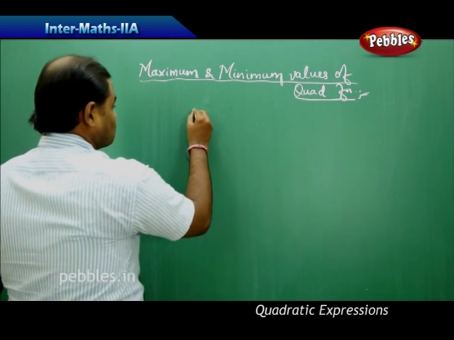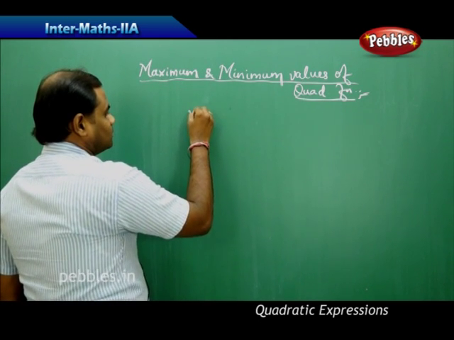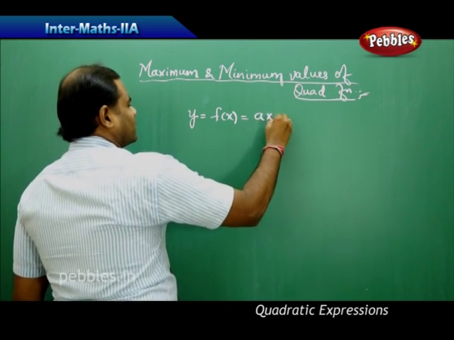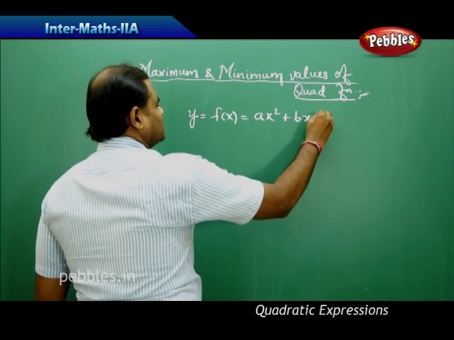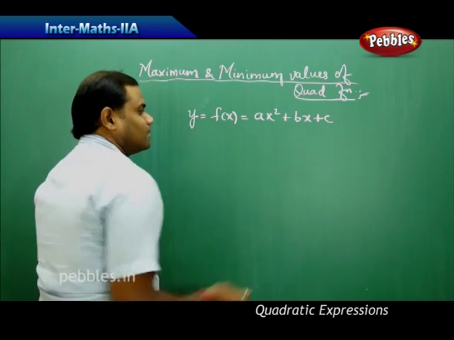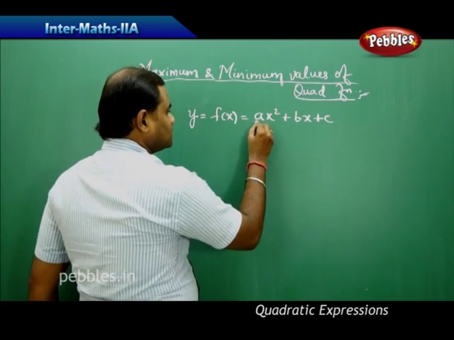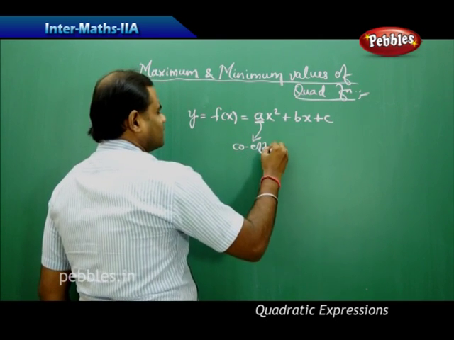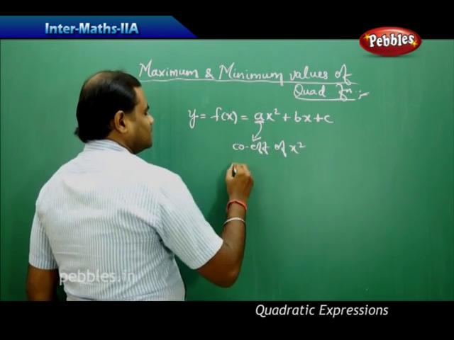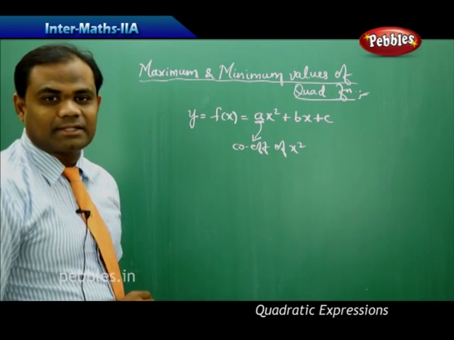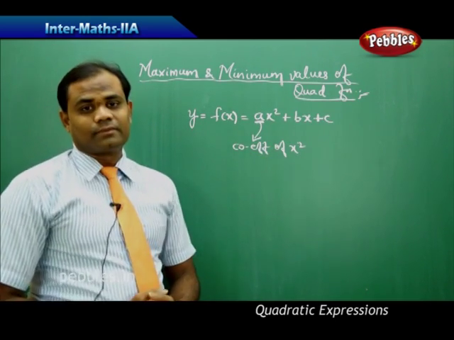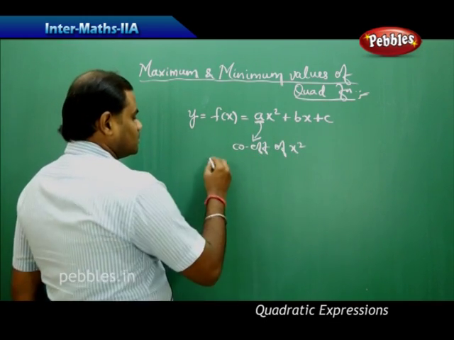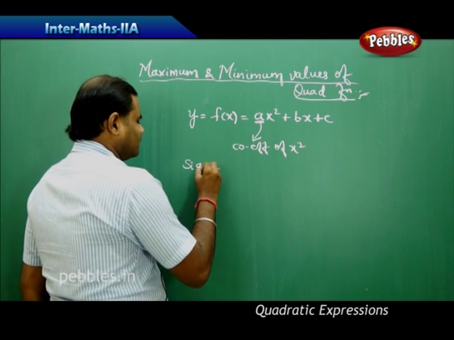Say, for example, I take the quadratic function y equals f of x, the general quadratic equation ax squared plus bx plus c. Then I always have a relation between this a, which is the coefficient of x squared, and the extreme values, that is max and min of this function. The highest and the lowest value of this function is always related with the sign of a.